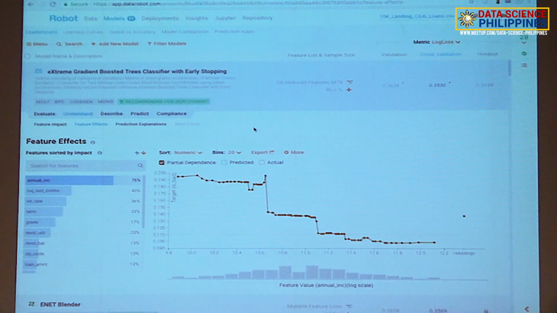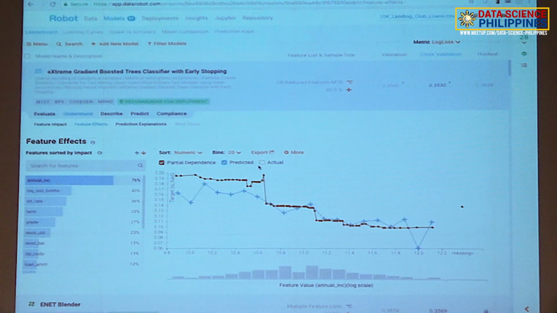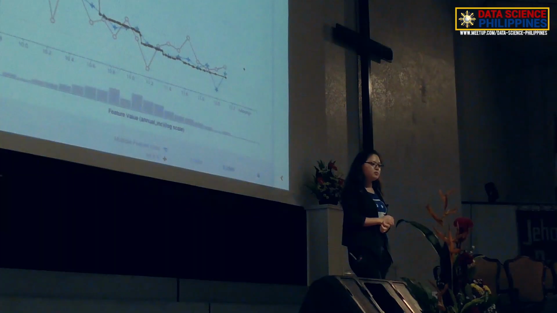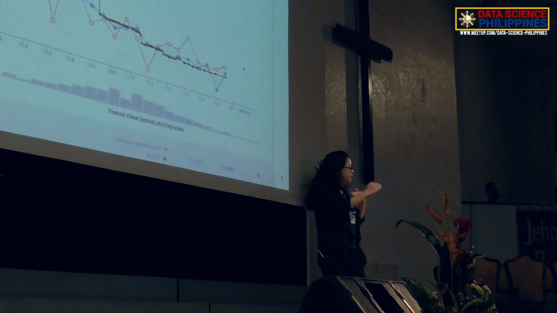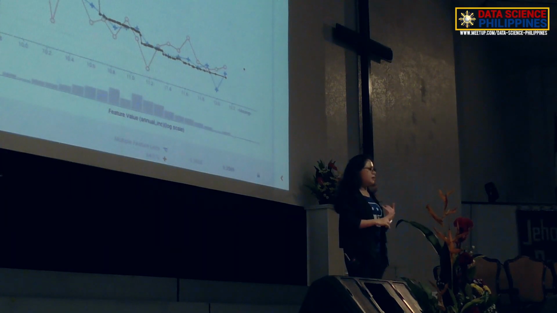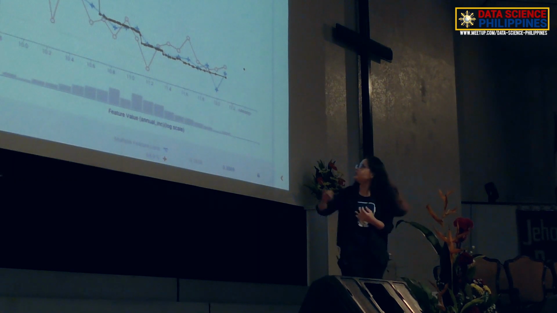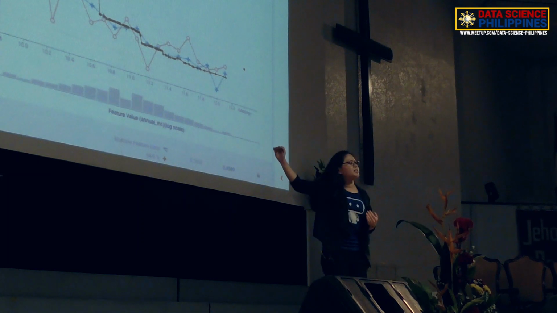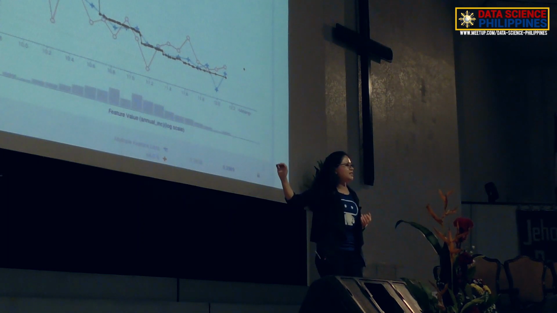But of course, this is what we call a partial dependence plot. If we want to know what is the actual and the prediction, there's always other functions where we can toggle on the actual and also the predictions to know how close our prediction is with the actual. So for all these different features, whether it's numeric or categorical, you can see it on the left. We can always jump into each of the features to understand and analyze it.